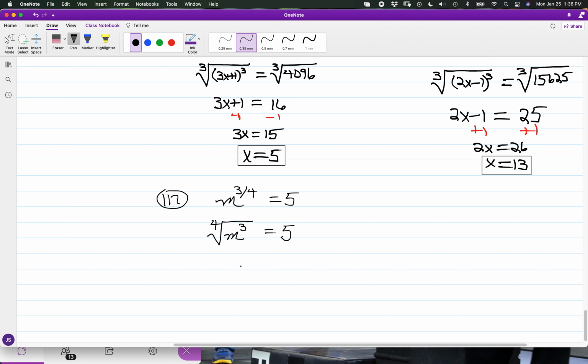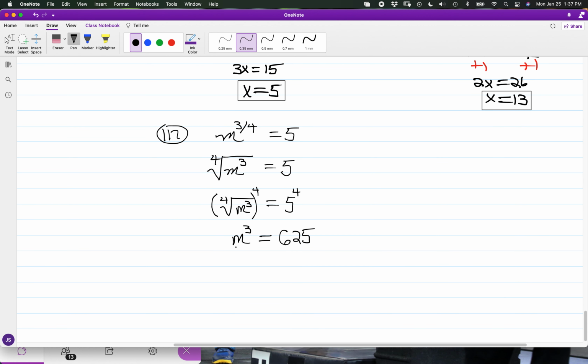Just as I have squared to get rid of square roots and cubed to get rid of cubic roots, I'm going to take both sides and raise to the 4th power, again for the purpose of getting rid of the radical. So what I have on the left is m to the 3rd. Now for 5 to the 4th, you've got 5 times itself, times itself, times itself, and that number comes out to 625.